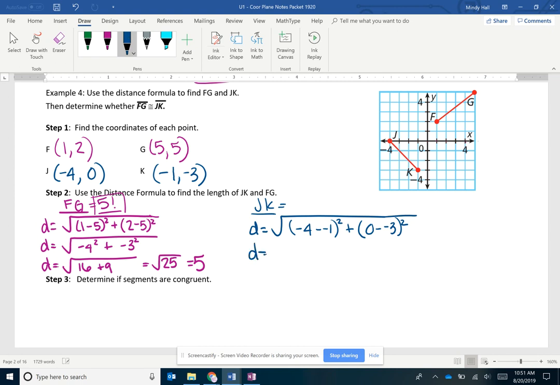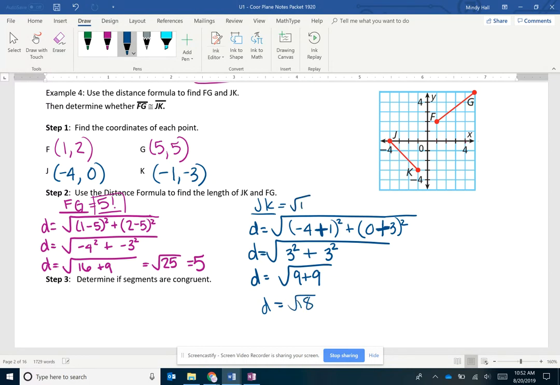So then, negative 4 minus negative 1, that turns into a big fat positive. So negative 4 plus 1 is positive 3 squared. And then 0 minus negative 3 is again a positive, big fat positive. So that becomes another 3 squared. So then we have the square root of 9 plus 9, which is the square root of 18.